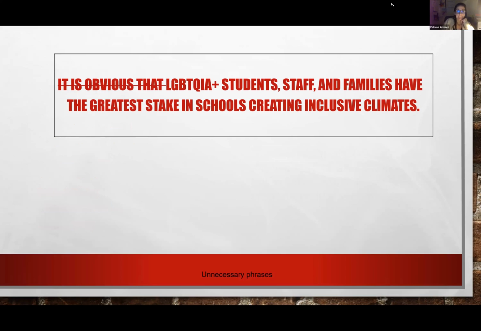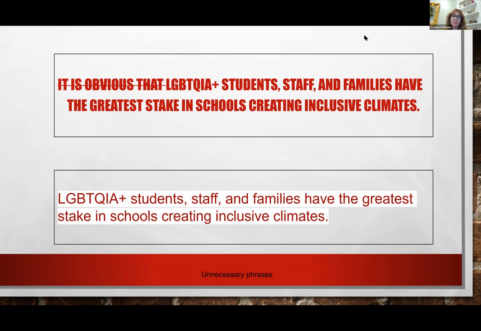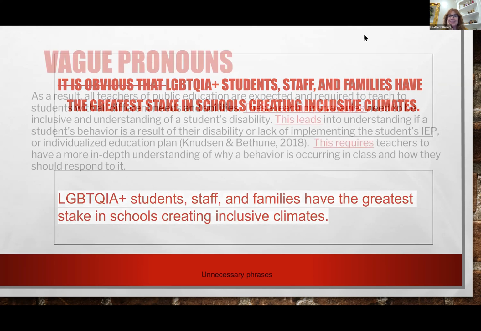Here's a sentence. It is obvious that LGBTQIA students, staff, and families have the greatest stake in schools creating inclusive climates. Two pronouns right there, it and that. If you're doing a search for just those words, you could just start with your topic. And this is great. If you're starting with your topic, then the reader can't lose focus. So the LGBTQIA students, staff, and families have the greatest stake in schools creating inclusive climates. No confusion. Nobody can get confused.